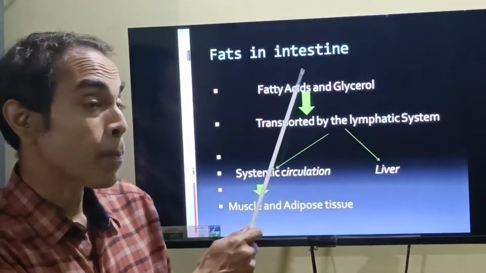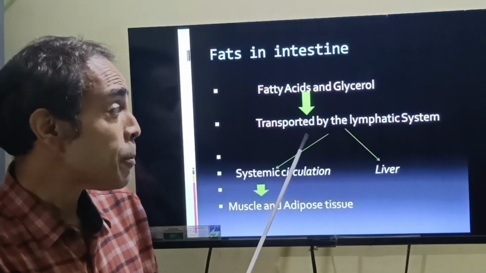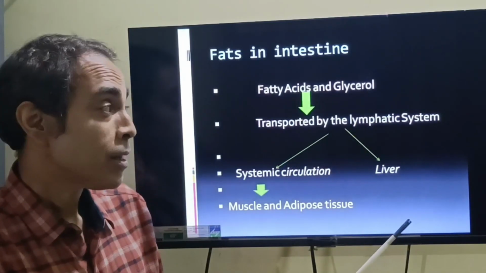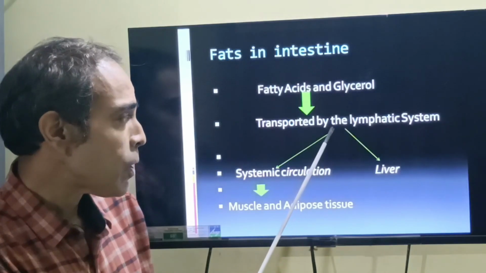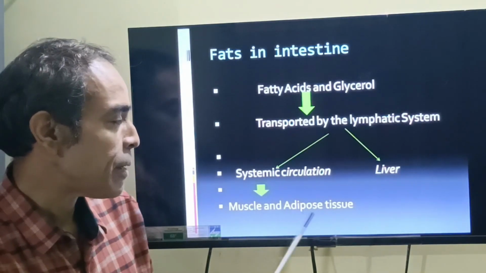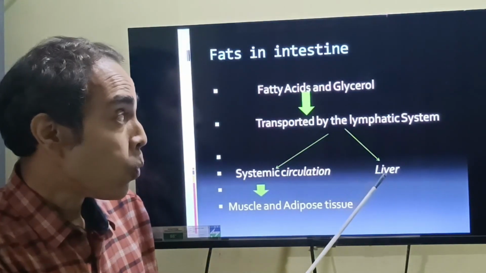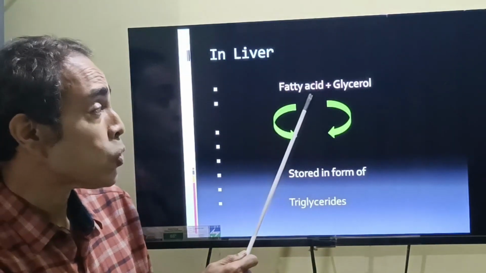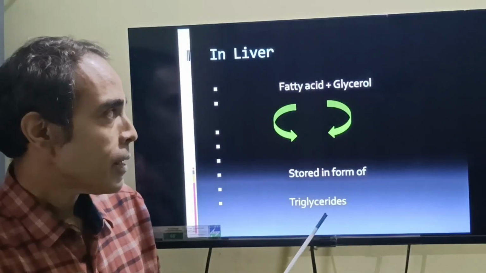Now these fat molecules are broken down into fatty acids and glycerol. Now they are transported to the lymphatic system. They are not a portal system, compared to the carbohydrates and protein. From the lymphatic system, a major part goes to systemic circulation, and then they are stored in muscle and adipose tissues. And then after that, it is transferred to the liver, where the excess part is stored. These fatty acids are stored in the form of triglycerides.